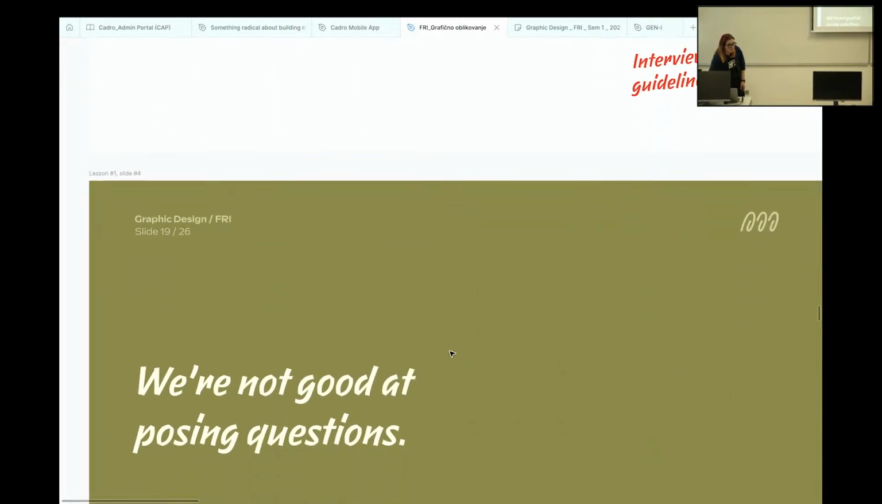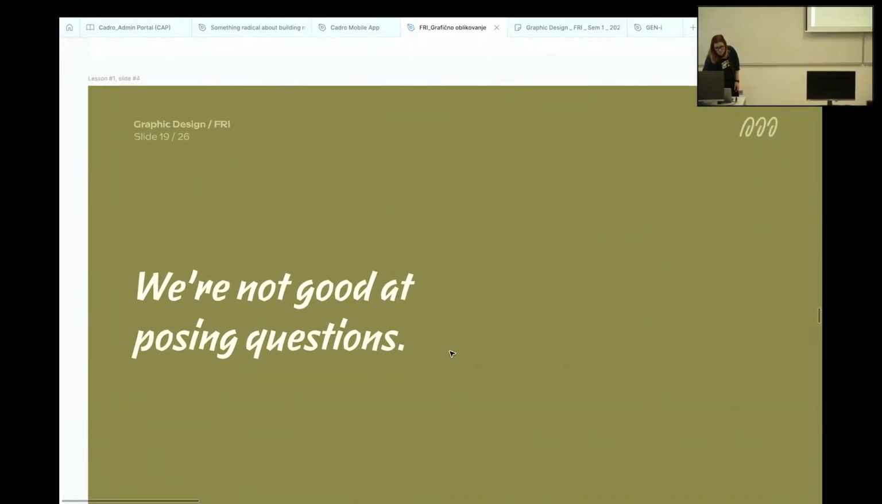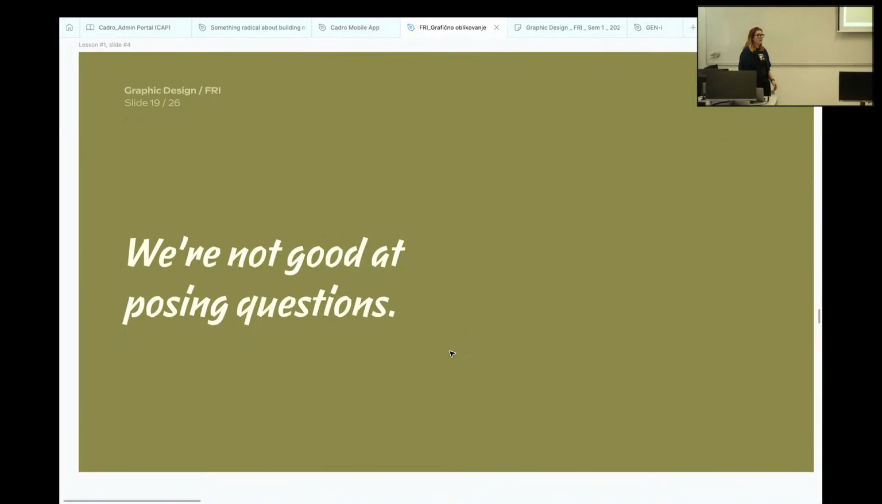It's like New Year's resolutions. On the 1st of January, everybody's doing everything, and then on the 15th of January, nobody's doing anything anymore. So we're not good at posing questions. That's why we need to test the questionnaires, play around with it, because you will see that different types of questions give you different kinds of answers.